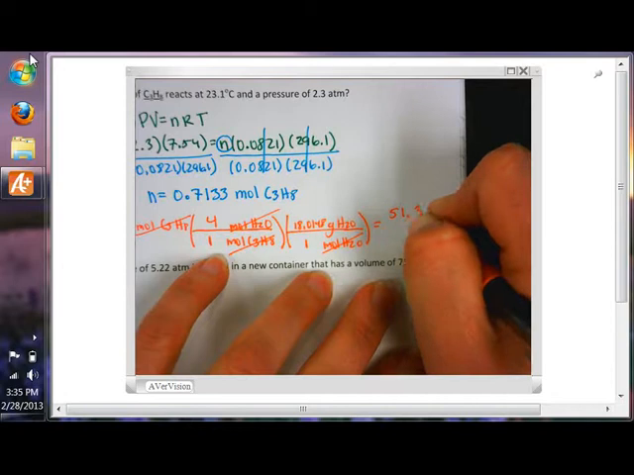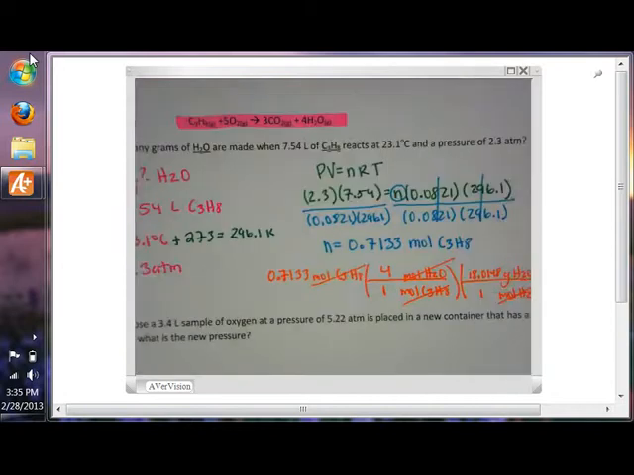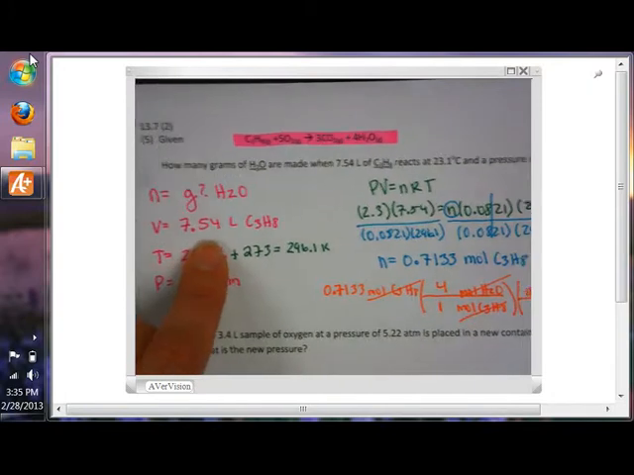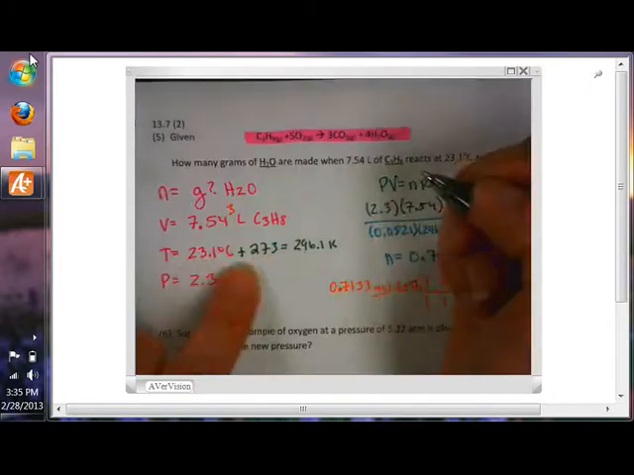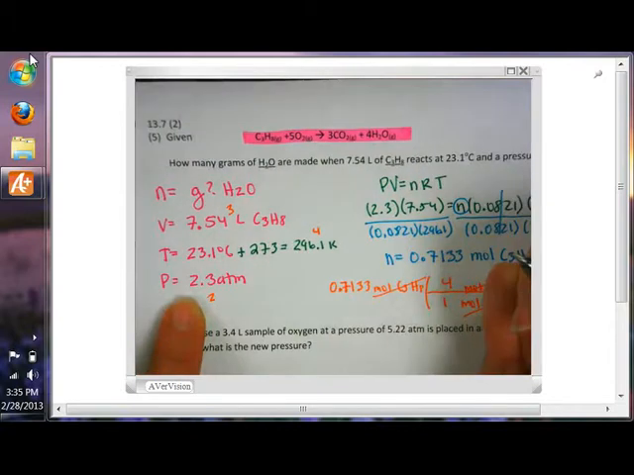So I look back. This guy has 3 sig figs. Use the Kelvin. 4 sig figs. 2 sig figs. 2 is the lower number of sig figs. So that gives me 51 grams of water.